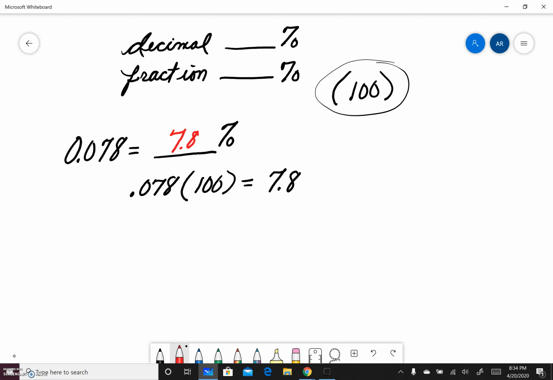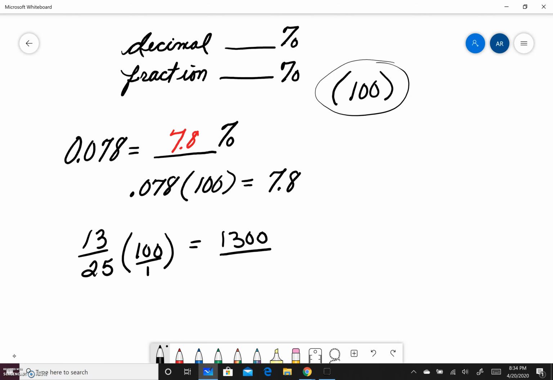Now, what if we have a fraction? Well, if we had a fraction like 13 over 25, you just multiply that by 100, and that becomes 13 times 100. That should be 1,300. And then remember, this is considered over 1. And then 25 times 1 is just 25. And when you plug that into the calculator as 1,300 divided by 25, you should have the result of 52. So that's your answer there. That's 52%. So for the first one, this was 0.078, and we converted it, and our answer is 7.8%, and for the fraction, it is 52%.